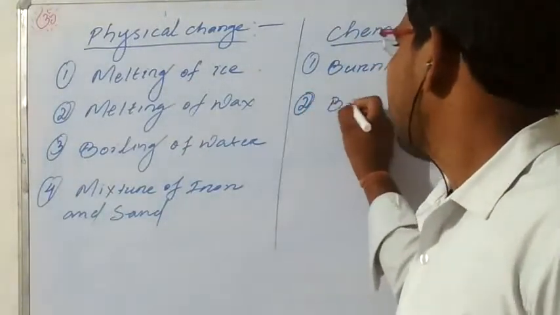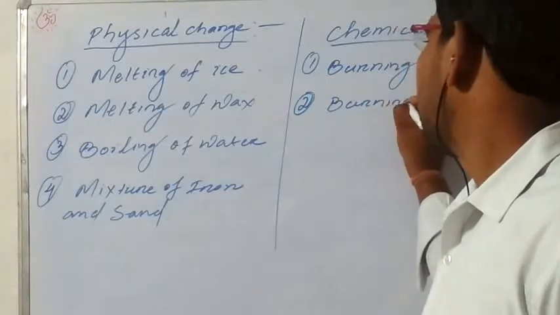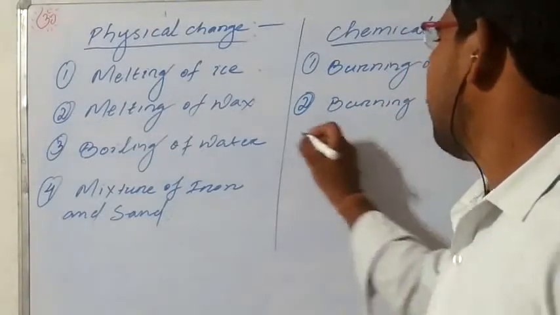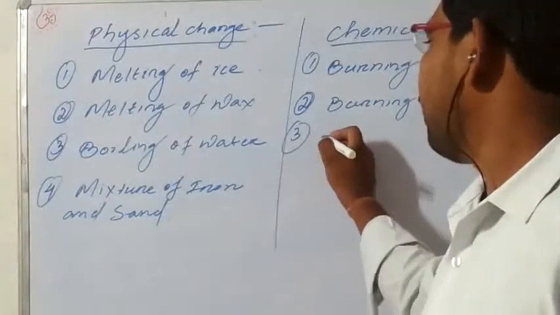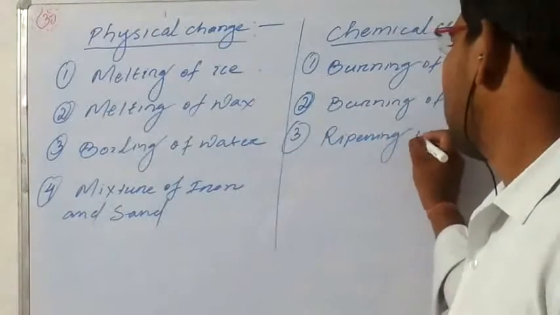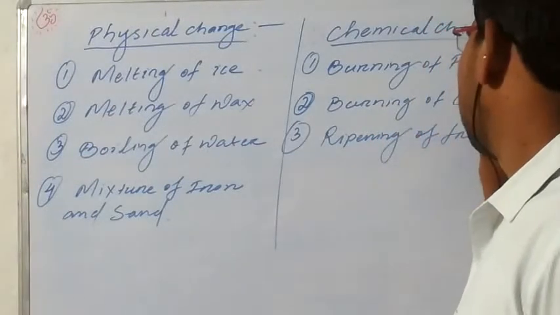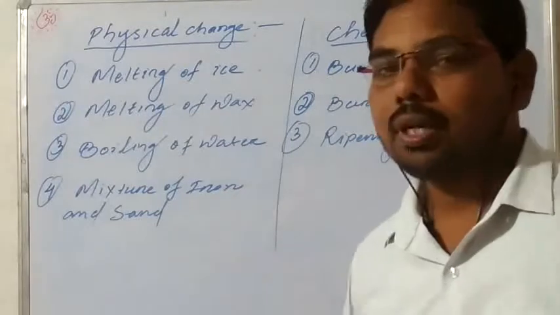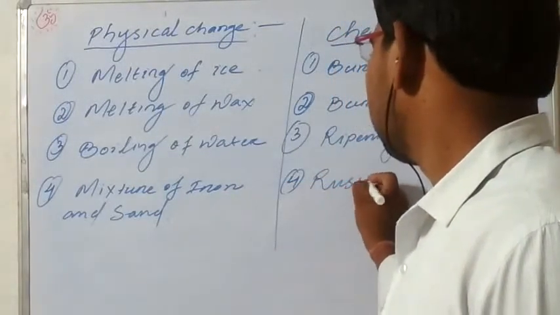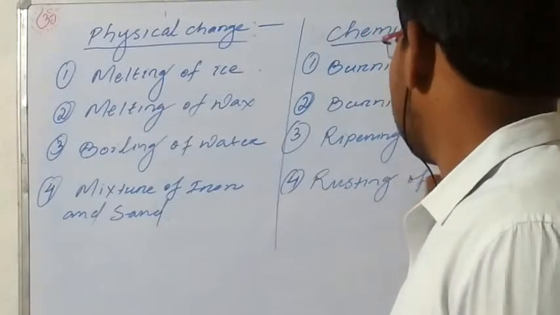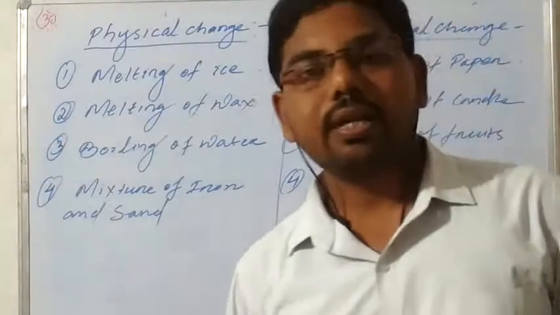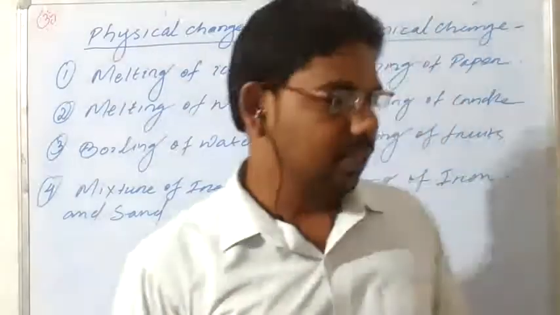Burning of candle. Okay, burning of candles, and the ripening of fruits. Okay, ripening of fruits. Roasting of iron. Okay, iron is roasted and changes into its oxides, iron oxides. So that's why it is also a chemical change.